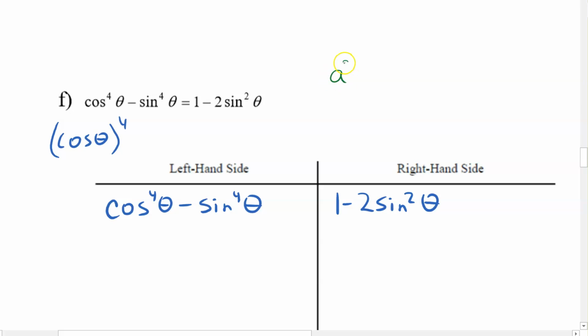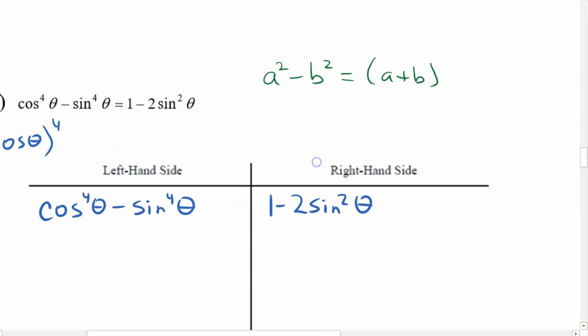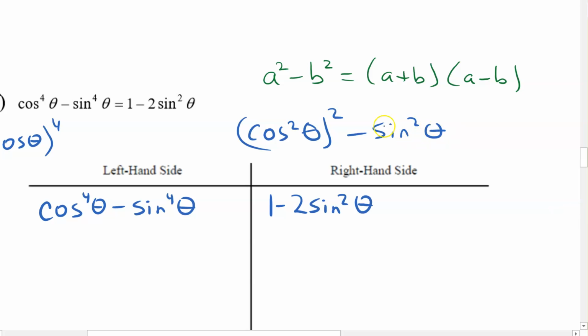squares. Just a reminder, a squared minus b squared, I can factor that and get a plus b times a minus b. So in this case, is cos to the 4th power a square? It is a square. It's the square of cos squared. Like, for example, if I said cos squared theta squared minus sine squared theta squared. So this is cos squared, and then when I square it, remember how it works? Like x to the power of another power, I would multiply those two numbers. So that's the same thing as cos to the 4th.